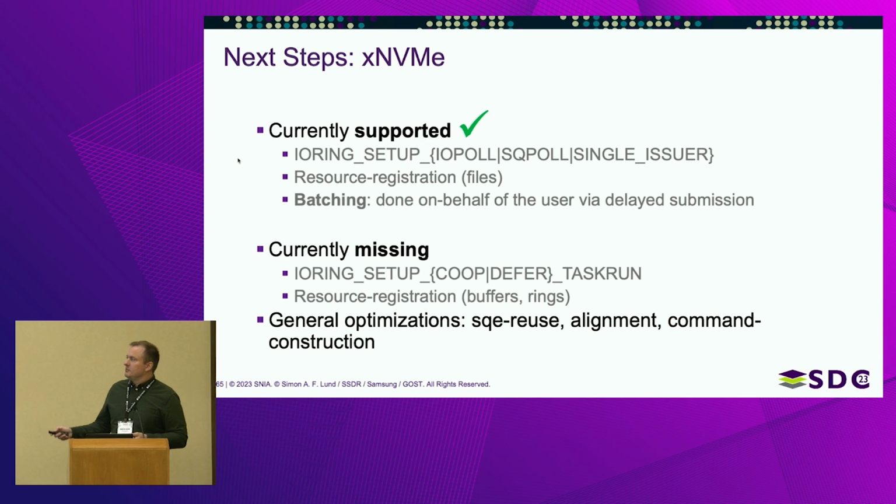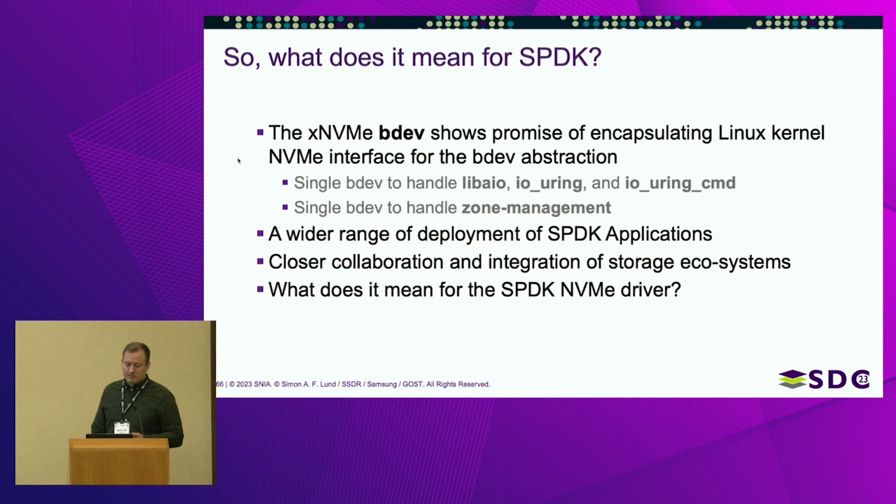Now on xNVMe itself, there are some things that are currently supported with different optimizations that we can do on IO-Uring. And especially for batching, that was some of the stuff that has helped us reach the performance goals that we had. We still have some room for optimization with regards to resource registrations and different ways of controlling the IO polling infrastructure. And there are some other general optimizations. So there's still room there.